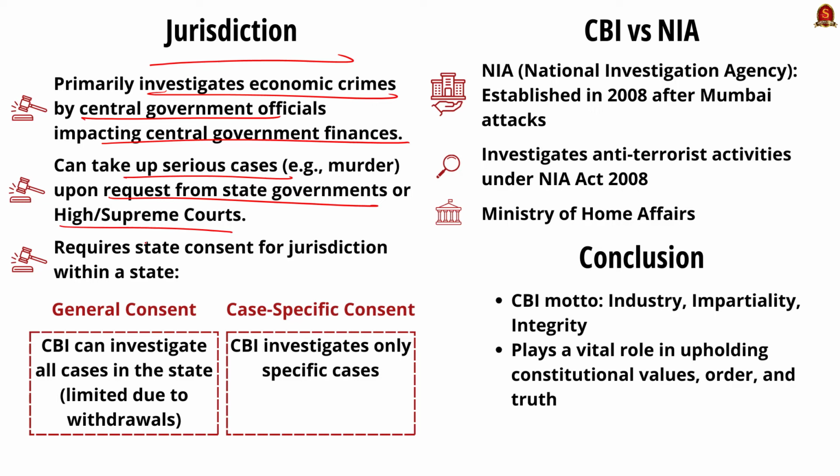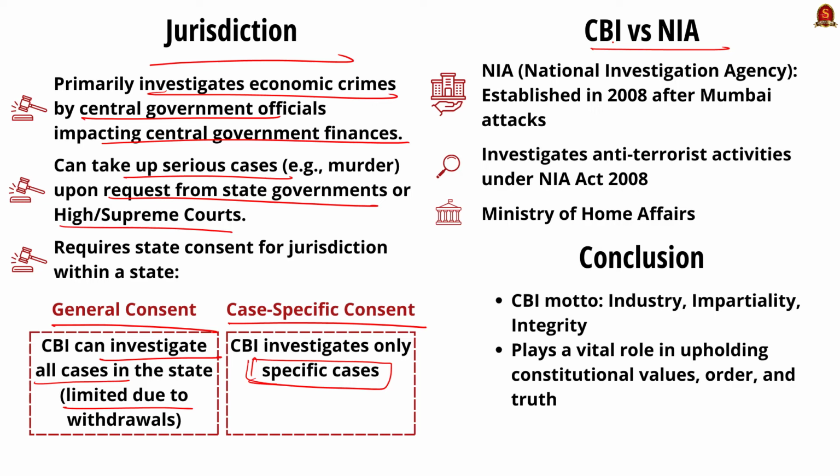See, there are 2 types of state consents. The first one is general consent. Here the CBI can investigate all the cases within the border of the state. The second one is case-specific consent. Here the CBI can investigate only that particular case. Here it is to be noted that recently many states have withdrawn the general consent, citing the misuse of central agencies for political gain. With this, we will look into the difference between CBI and NIA.